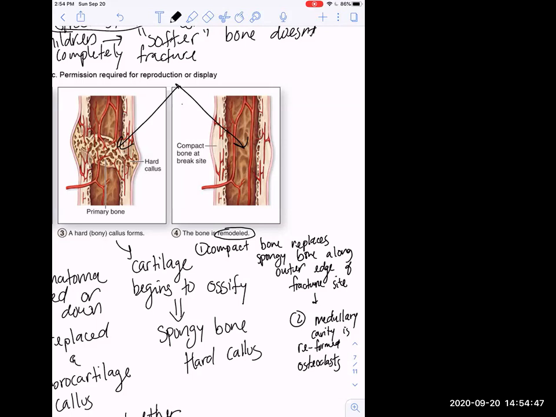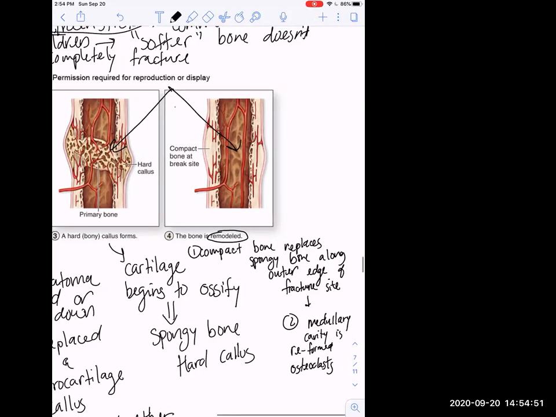And by the time you finish this, you're once again going to have a little bit of extra compact bone. They usually tend to put a little extra there for support. That's how a doctor can look at an x-ray and tell if you've broken a bone before. They can often see extra bone remodeling at fracture sites.